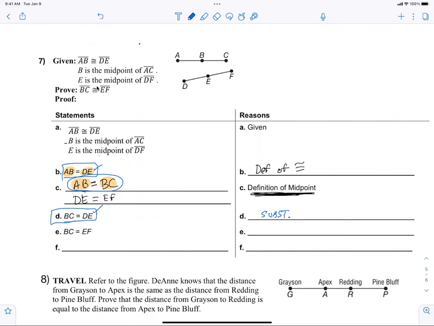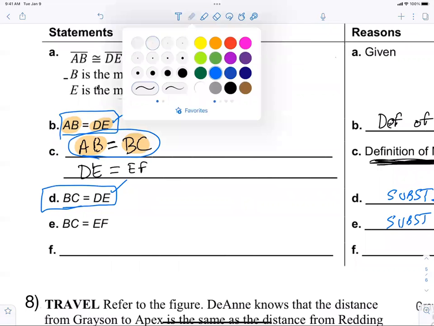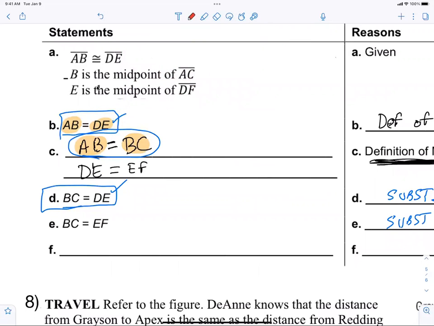Someone else jump in. Go. Thank you. But you're going to have to tell me why. So hold on, I believe you. So now what lines am I using? I'm using C with what? I'm using C with DE equals EF. Is that what you just said?